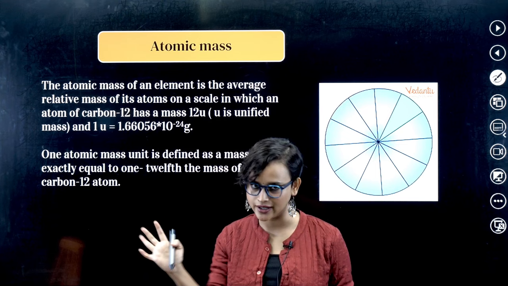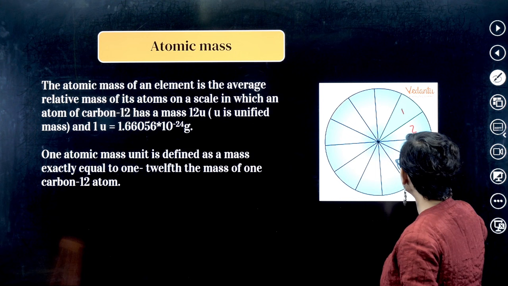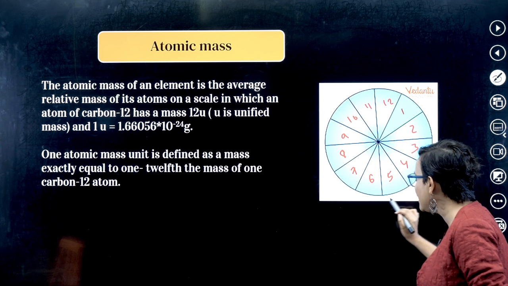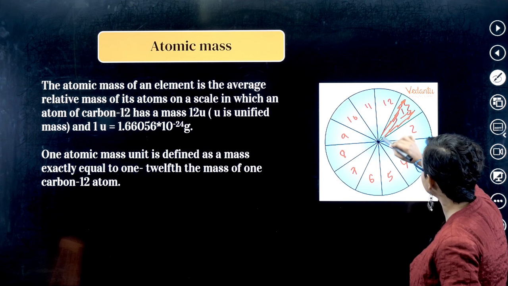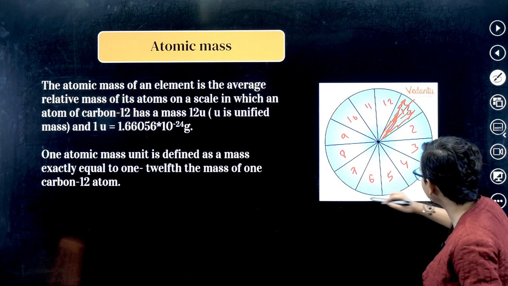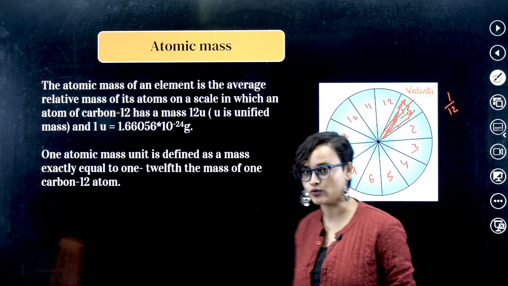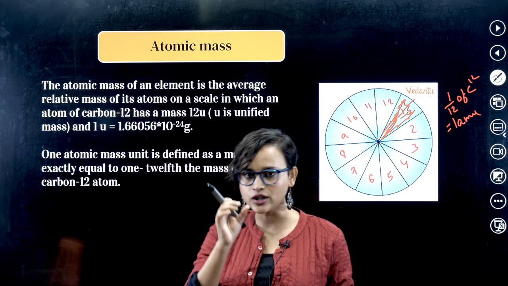The carbon 12 isotope. If you divide that carbon 12 atom into 12 parts, 1, 2, 3, 4, 5, 6, 7, 8, 9, 10, 11 and 12, then one of the parts, this shaded part, is 1/12th the mass of the carbon 12 atom, and that is one atomic mass unit. So 1/12th of the carbon 12 isotope is your 1 AMU, which we now call U, the unified mass.